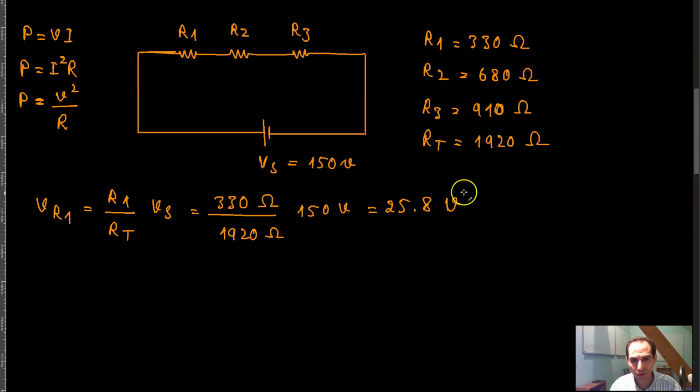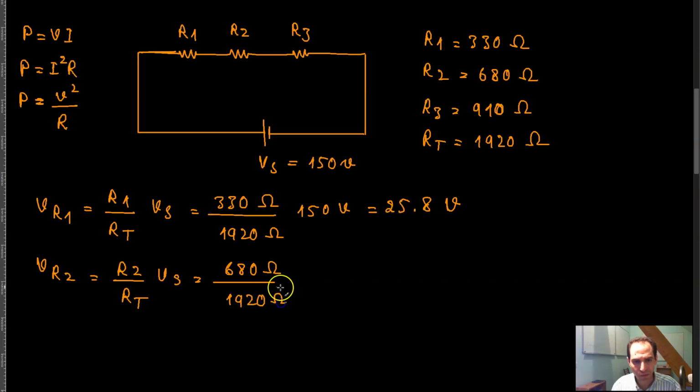It's not that much, really. Okay, 25.8 volts. V of R2 would be equal to R2 over R of T times V of S. So that is 680 ohms over 1920 ohms times 150 volts, which is 680 divided by 1920 times 150 volts. That's 53.1 volts.